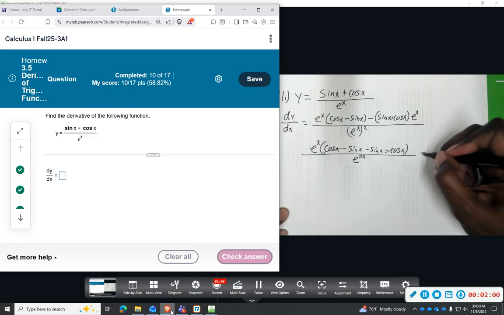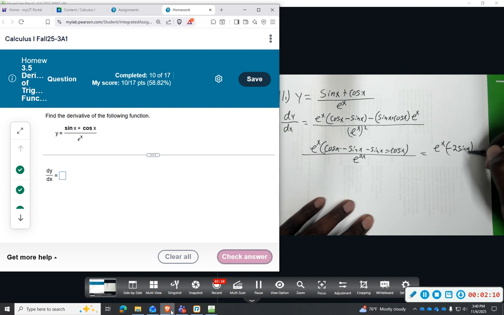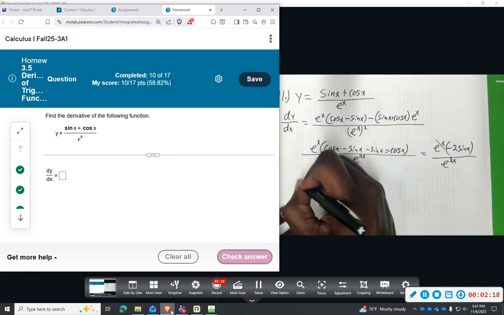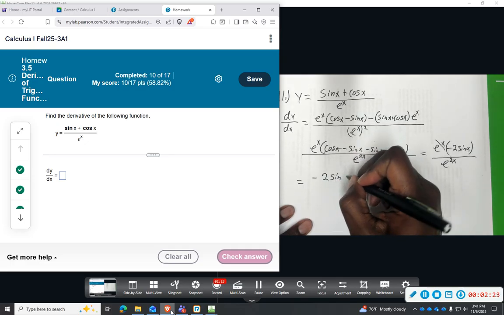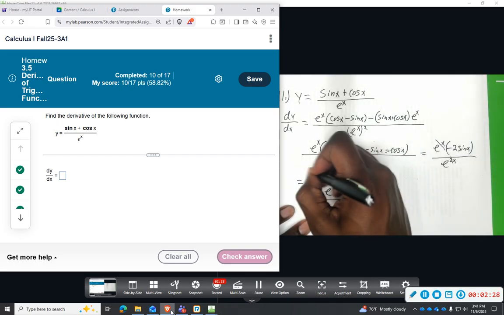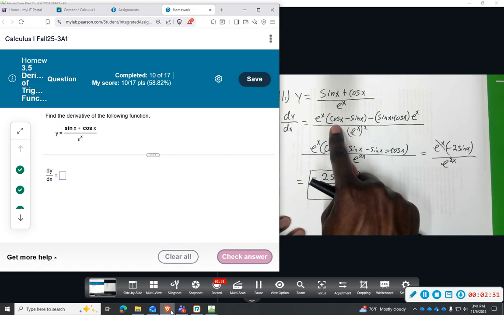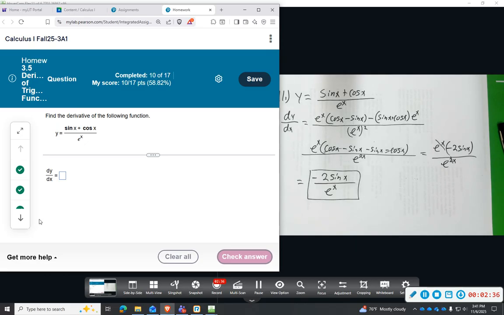So if I go a little bit further, negative 2 sine x, and then we have an e to the 2x. We can actually factor out one of the e to the x's and have a final answer of negative 2 sine of x over e to the x. Now if you want, you can probably just stop here. The system will take it. This is me simplifying as far as the problem will go.